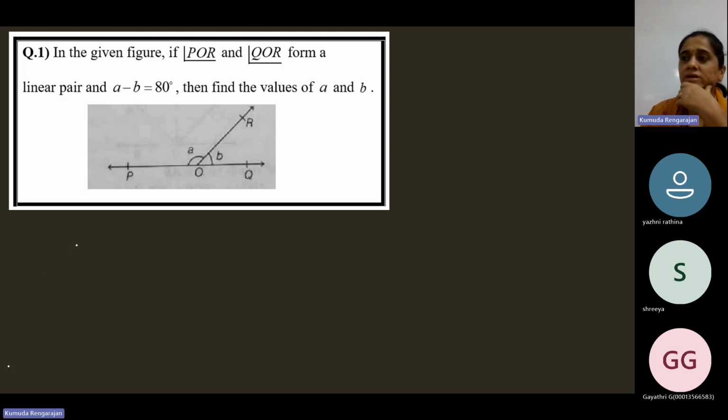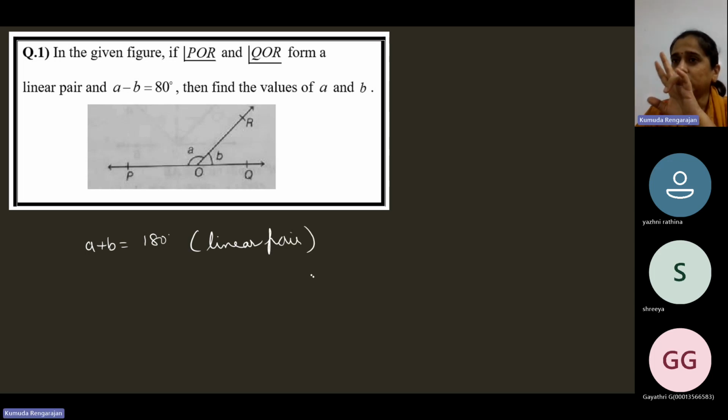What is angle A plus angle B? 180 degrees. Reason? Linear pair. When do we say linear pair? When we have exactly two angles on a straight line, linear pair, because pair is two angles.